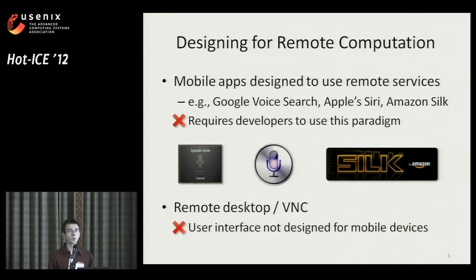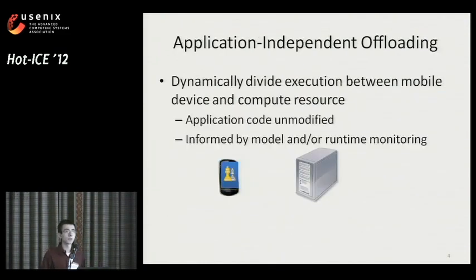Another approach that we could take would be to use something like remote desktop or VNC, where all the computation and the things that need a lot of resources are going to happen on a desktop or a server somewhere. The problem is that the user interface you'll be interacting with is designed for that desktop or server. It's not designed for your mobile device. So instead what we focus on is a third approach that's been widely proposed, and that's application-independent offloading.